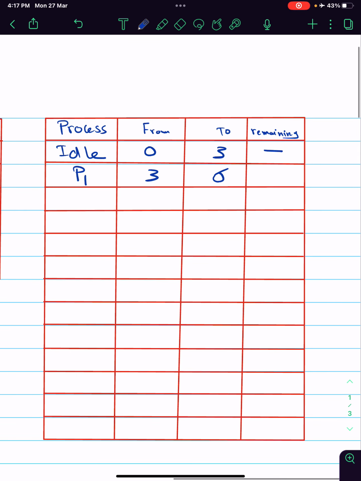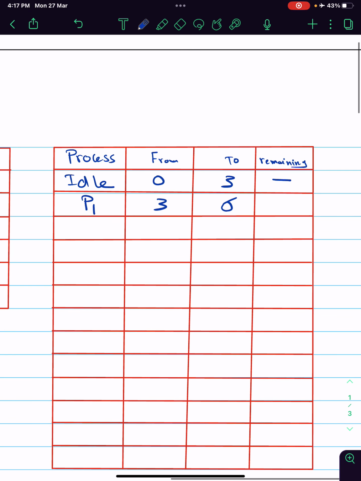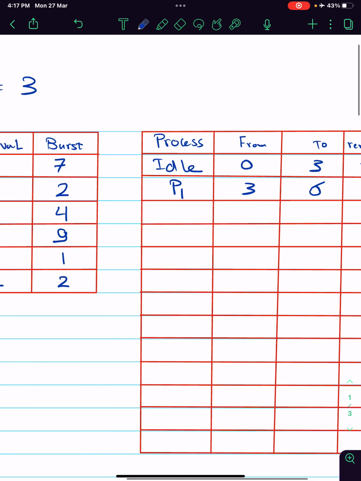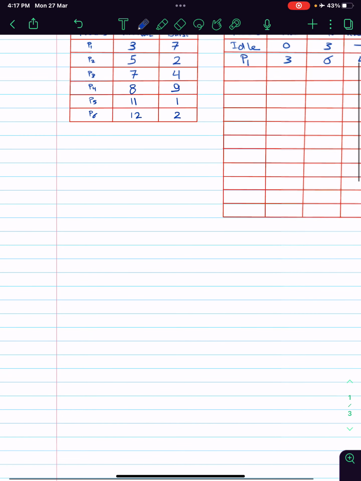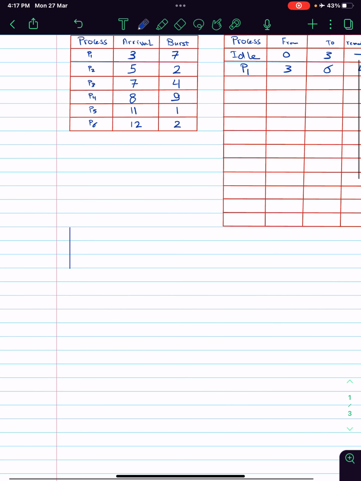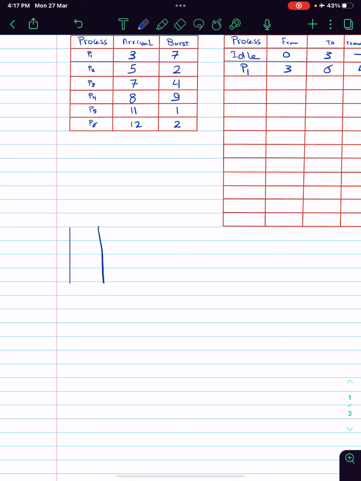Okay? And the remaining time here of P1 is going to be 4. Why 4? The burst is 7, and you consume 3 time units. In round robin, to make sure that your solution is correct, you need to take the queue, the ready queue, into consideration. Okay, so let's take this ready queue here.